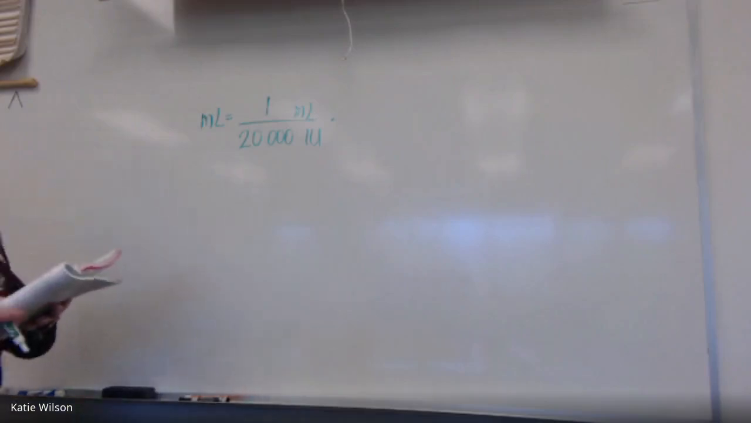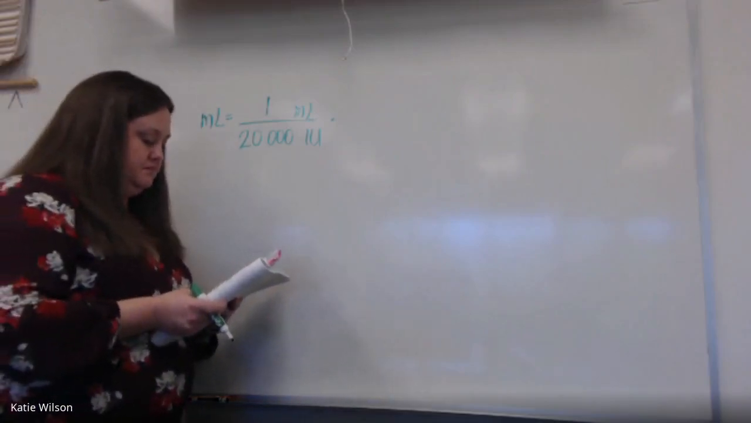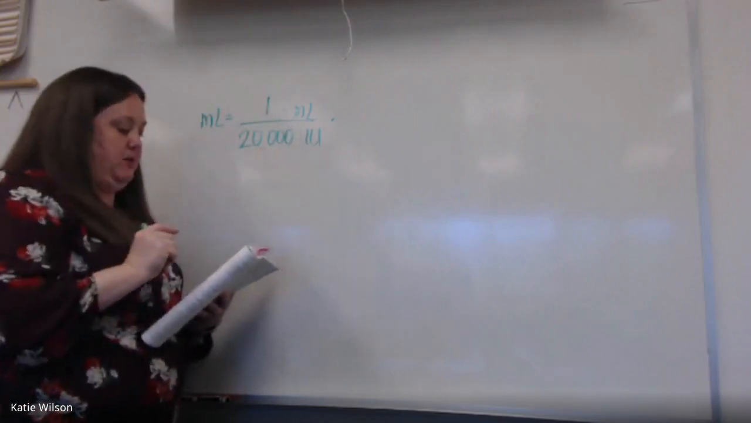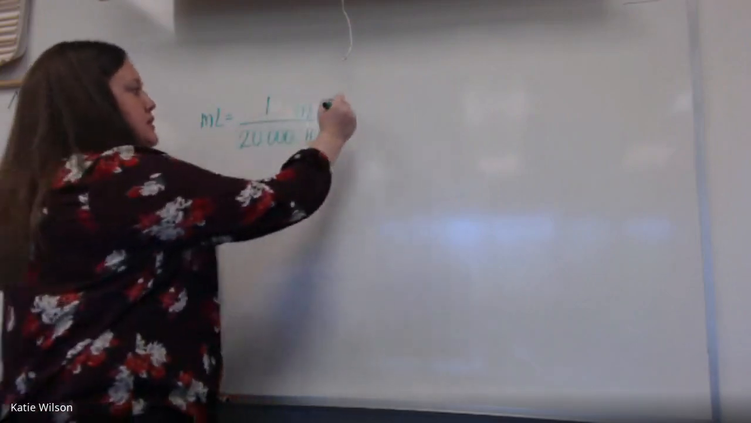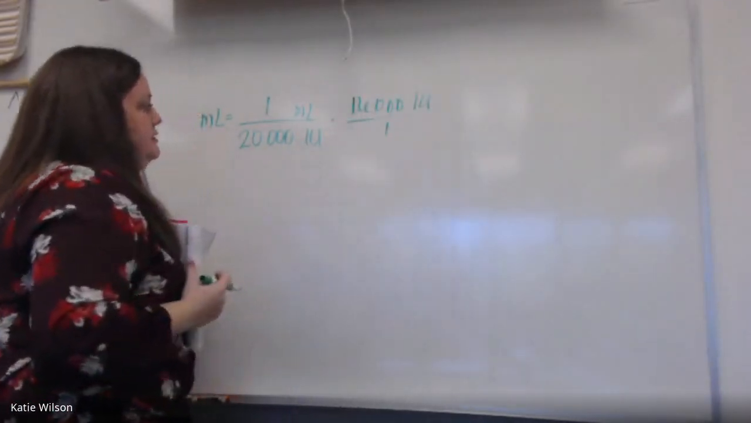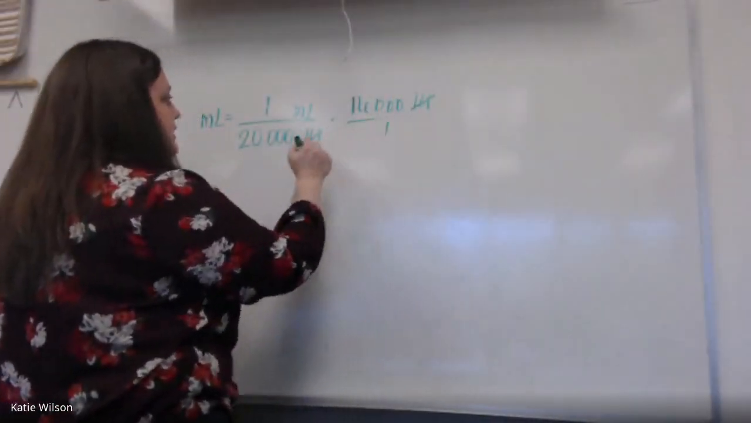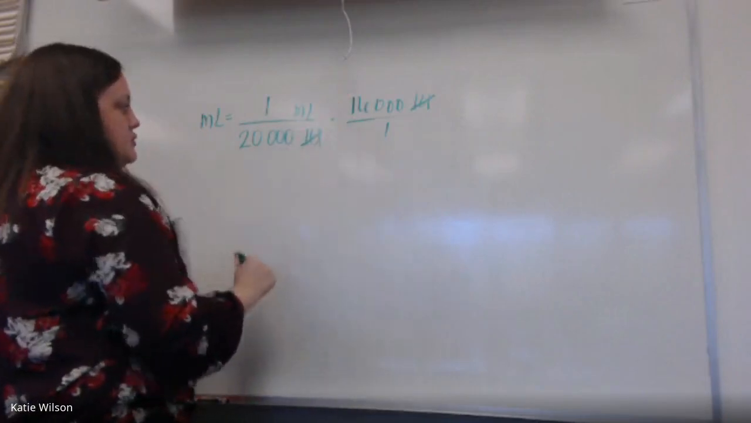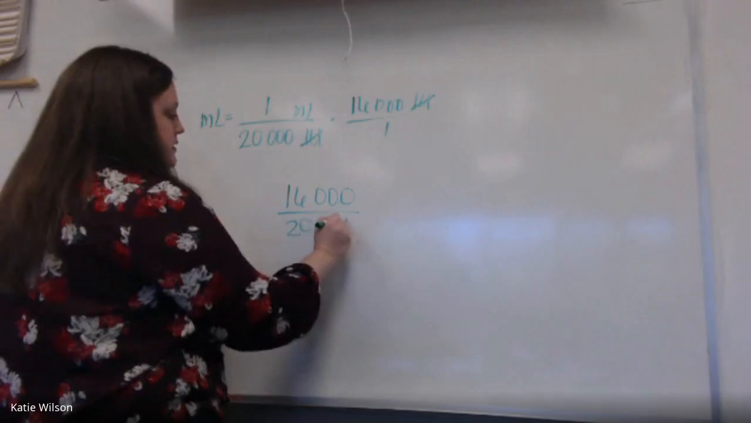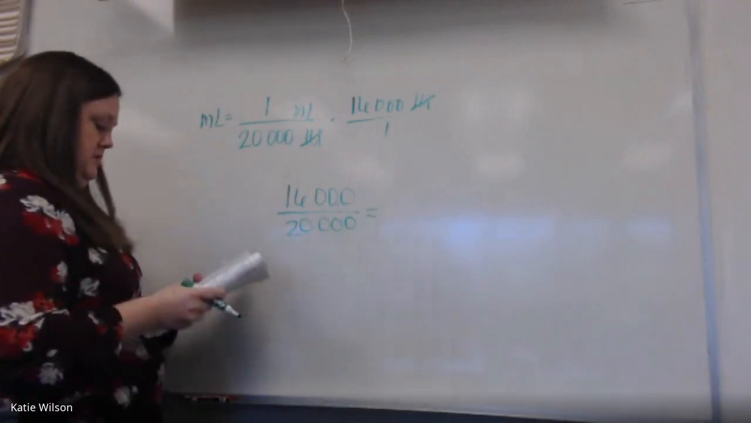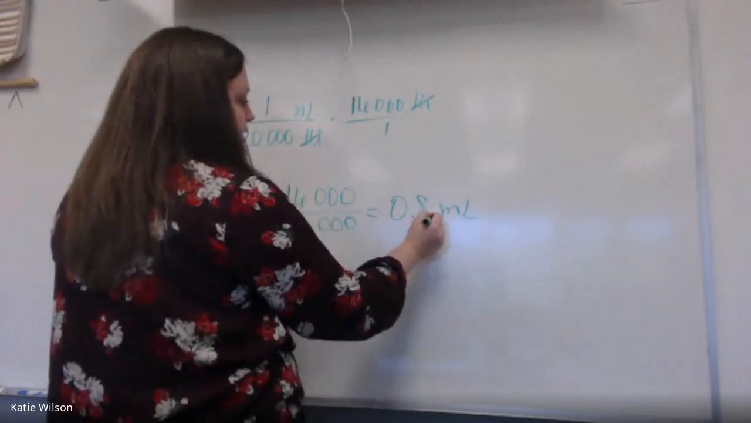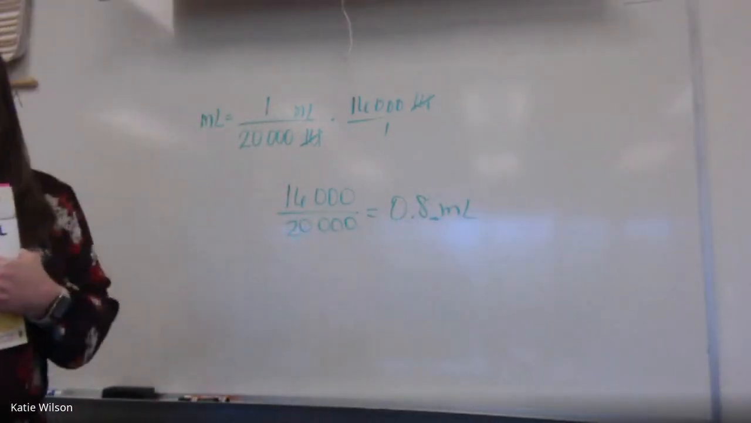Okay, so what do I have available? I have the 1 milliliter containing 20,000 units, but I want to give how much? 16,000 international units. Okay, so that cancels out my IUs. And I've got 16,000 divided by 20,000. What does that come out to be? 0.8 again. There's nothing in that hundredth spot, so I don't need to round anything.